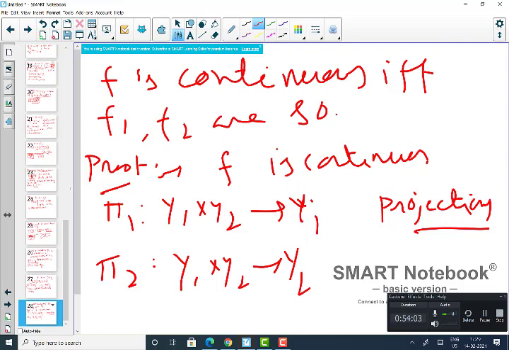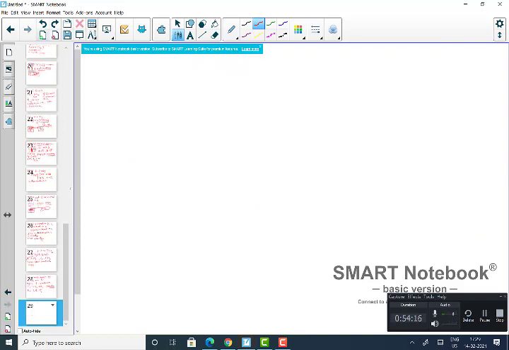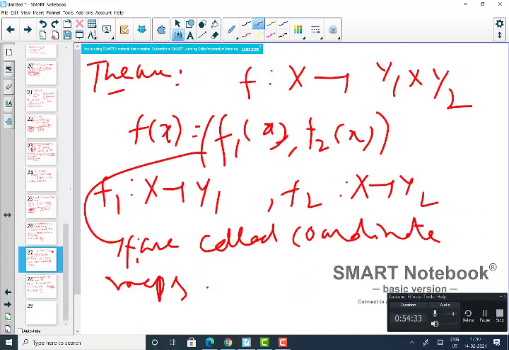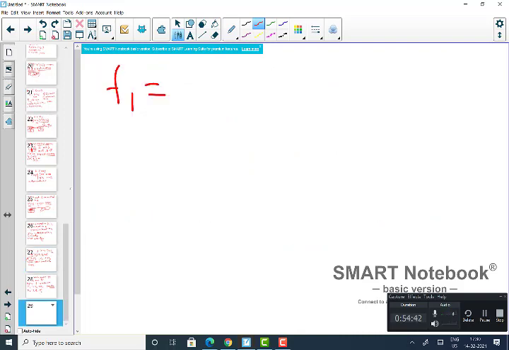So if I define this projection map, then what happened? Can I write down my functions f1, f2 in terms of projection maps? The answer is yes. Now you see, what is f1 actually? f takes x to (y1, y2), and then if you project to y1, then it is a map, right? So your f1 is nothing but the map pi 1 composed with f, right? So this is a map from your x to y1, right?